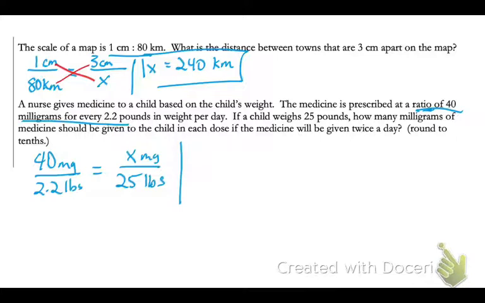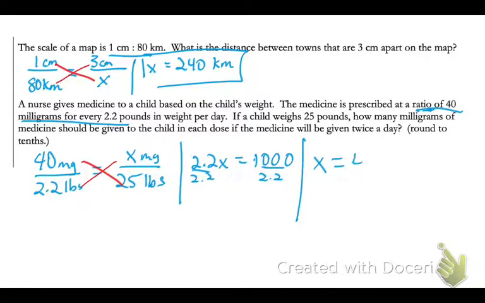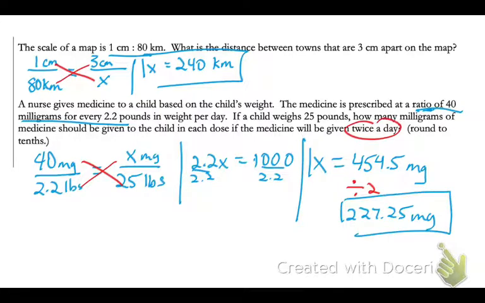So let's start multiplying with the pair that has the variable. So 2.2 times x equals 40 times 25, which is 1,000. So let's solve for x by dividing both sides by 2.2. So this is how much medicine should be given to the child, 454.5 milligrams. But we need to give that in 2 doses. So let's divide that by 2. So each dose should contain 227.25 milligrams, so that the child is not given too much of that medicine.